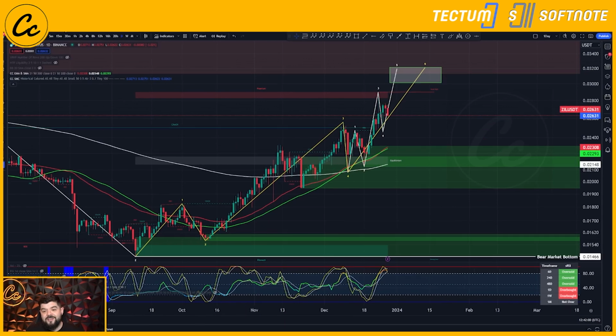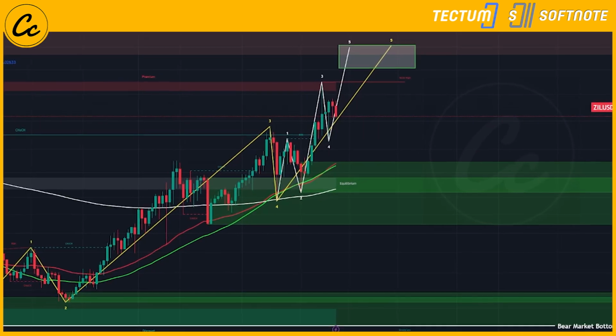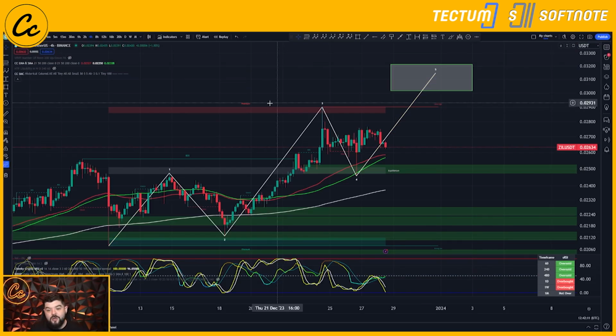Then we come down to timeframes. We can see how these structures are starting to move up. We are moving up in this 5-wave move. Internally, we can see the structures playing out for this 5th wave move, where a diagonal pattern is starting to take shape on those lower timeframes. So let's dive into the charts for ZIL.